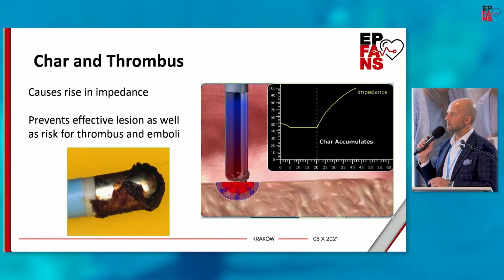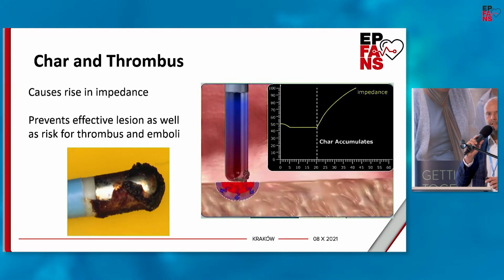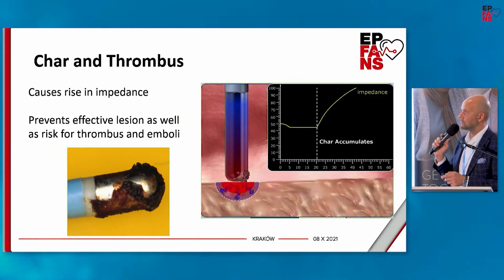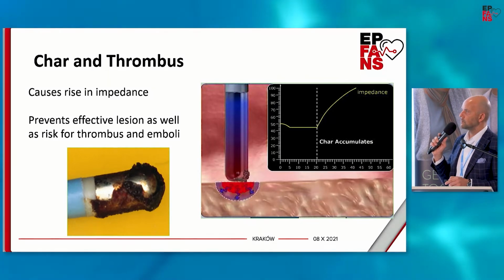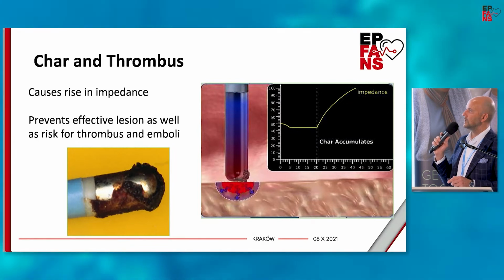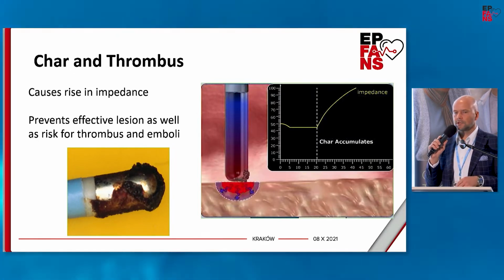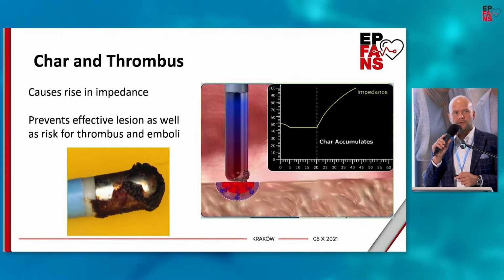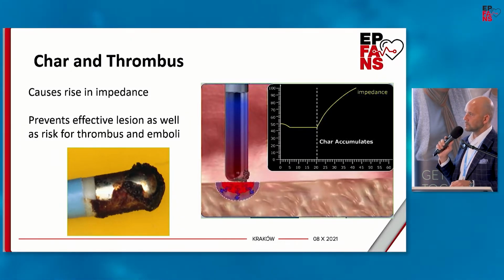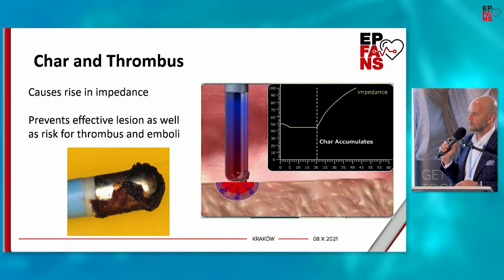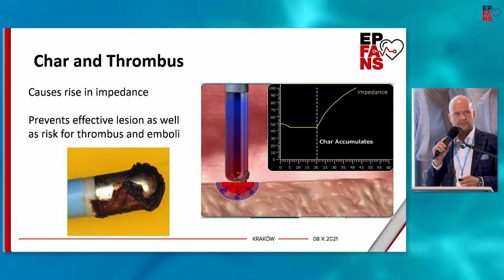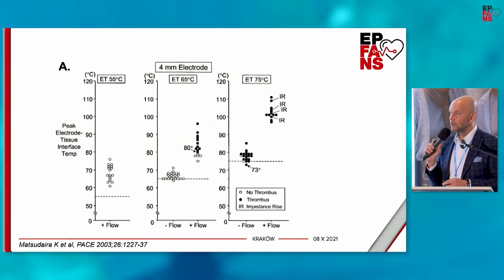Char and thrombus formation is another phenomenon that may occur during the ablation. It is another reason for impedance rise, especially with non-irrigated catheter ablation. The impedance rise and high temperature with low power values indicate that there is possible charring on the tip of the catheter, and it should lead to catheter removal and tip inspection.